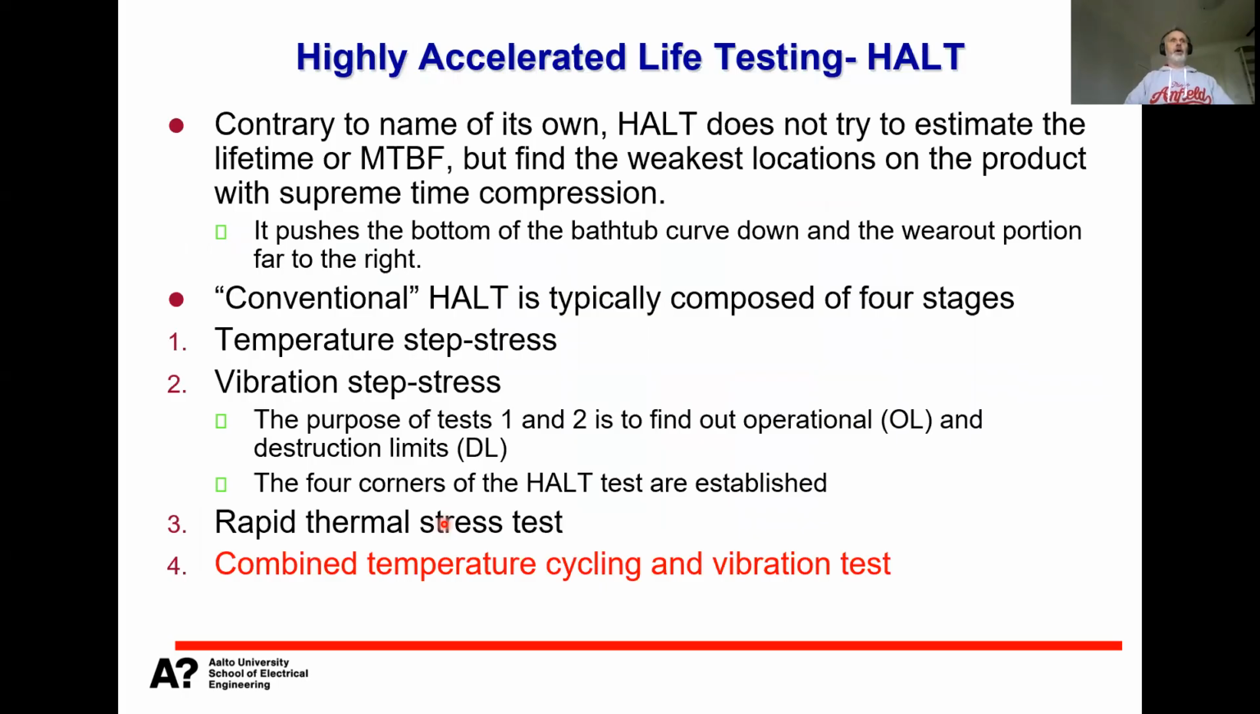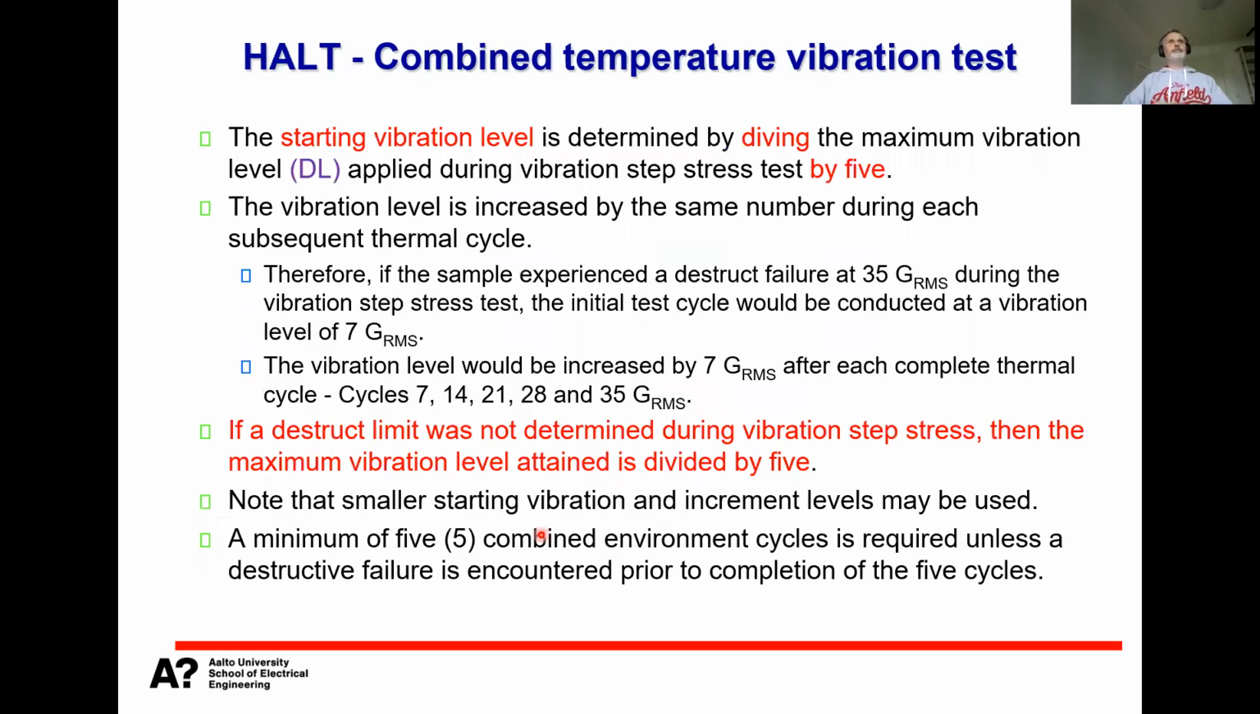Then finally, the 4th step is you combine the vibration together with this kind of temperature cycling or temperature shock. I would really like to call this shock because you want to target as fast as possible. So how do you then define the steps in the vibration? Now instead of operational limits, you take the destruction limit, which you defined in the vibration step test, and then you divide that by 5. And every cycle you increase 1/5 or 20% of the vibrational loading.